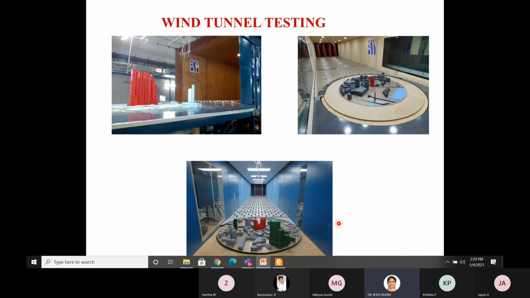The pressure tappings will be connected, the velocity will be calculated, the pressure difference will be calculated, and all the wind load parameters will be calculated, and the building will be permitted to construct. So wind load analysis is very important, and the wind tunnel is the instrument that is used for testing the building. An exact situation will be created in this wind tunnel, and it will be studied.